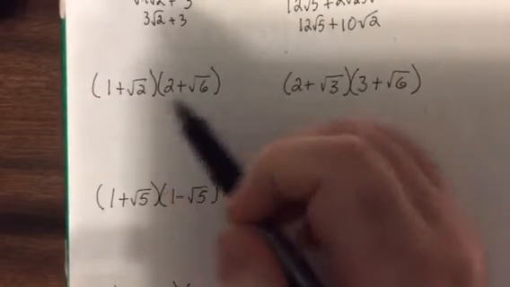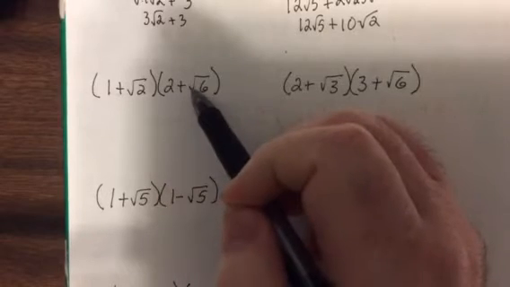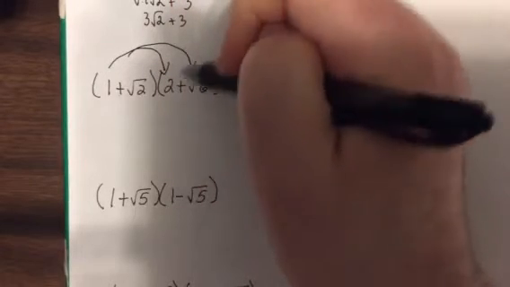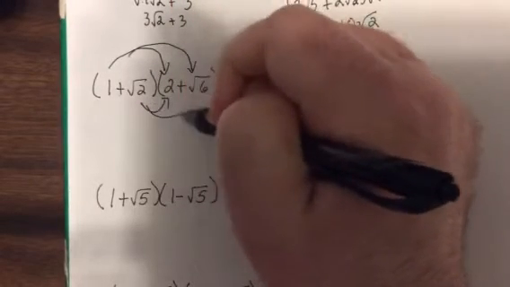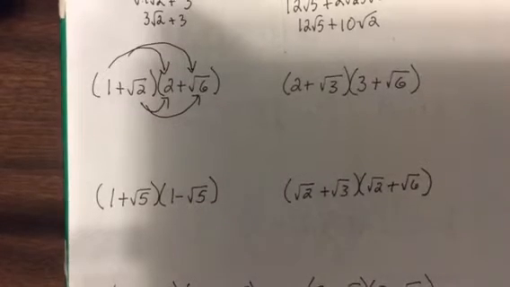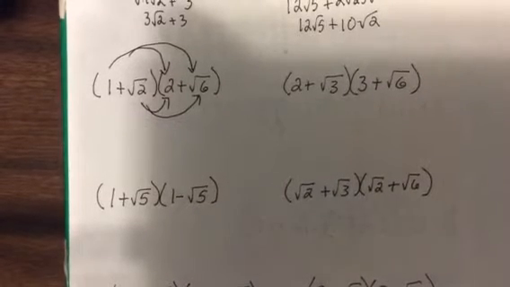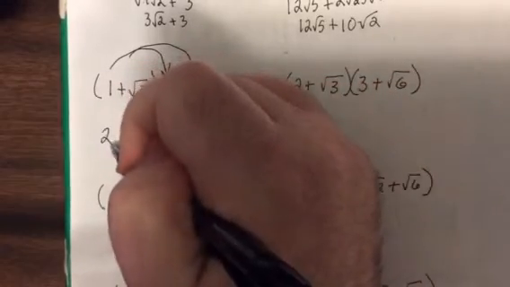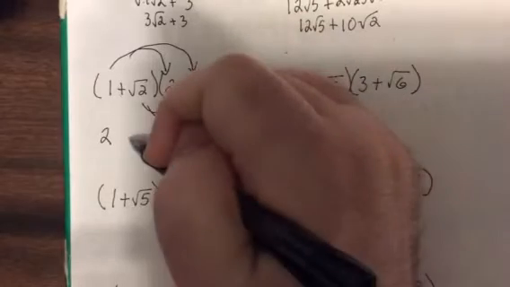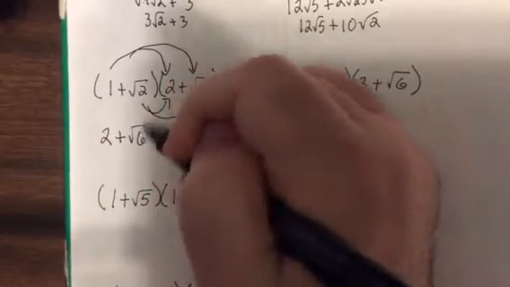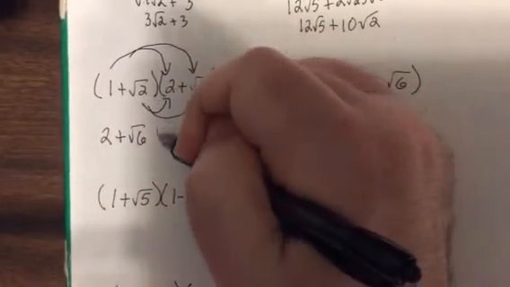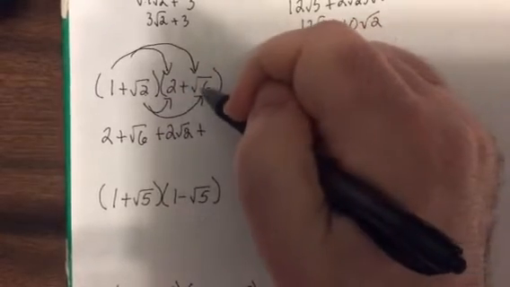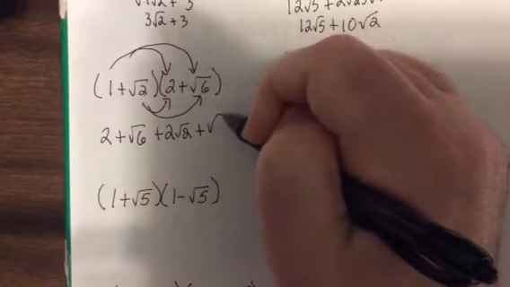New. Oh, I have a plus or minus in between. So I have to take this, multiply it to both terms, then take this and multiply it to both terms. Now, don't FOIL. FOILing is too hard with square roots. But 1 times 2 is 2. 1 times plus square root of 6 is plus square root of 6. Square root of 2 times 2 is 2 square root of 2. And square root of 2 times square root of 6 is square root of 12.